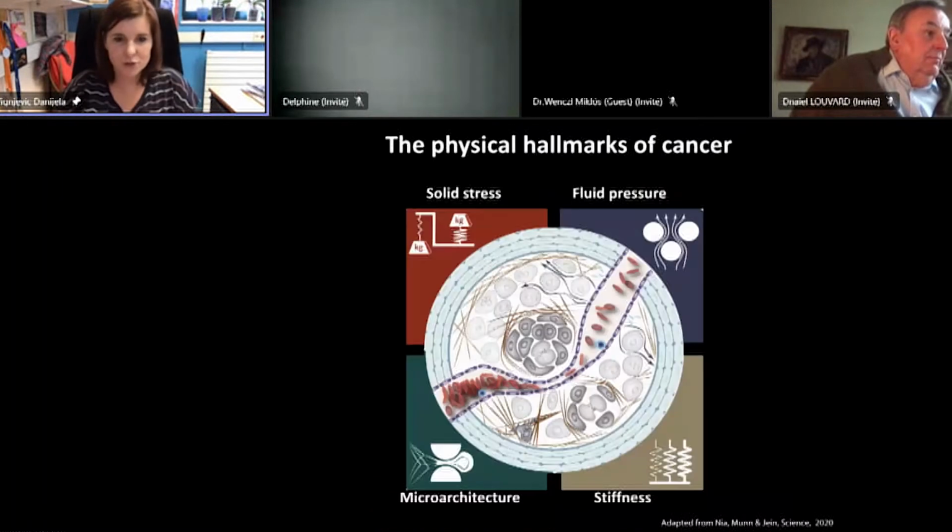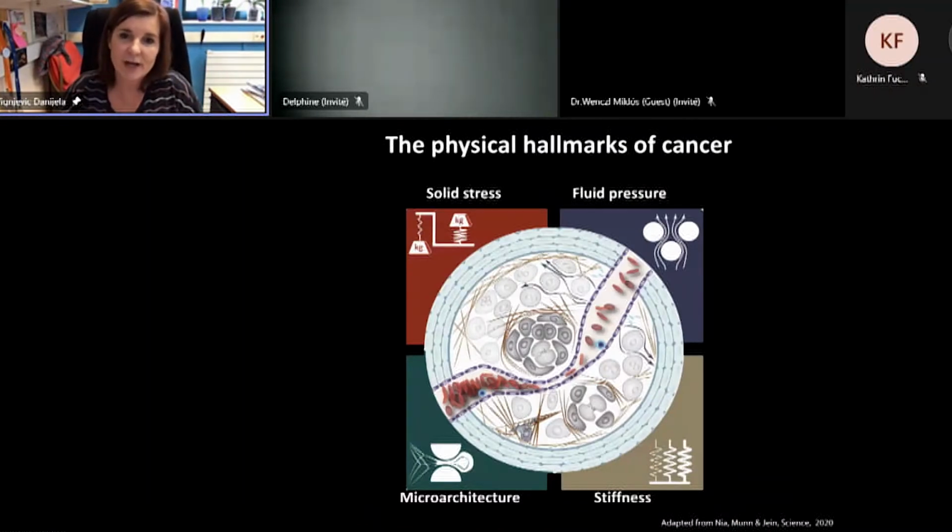So what I showed so far is that the progression of the tumor is not solely a result of the crosstalk between the tumor and the stroma via biochemical signals, the ligands and the receptors, but that the physical microenvironment, like the microarchitecture of the ECM or the stiffness, also plays a major role.